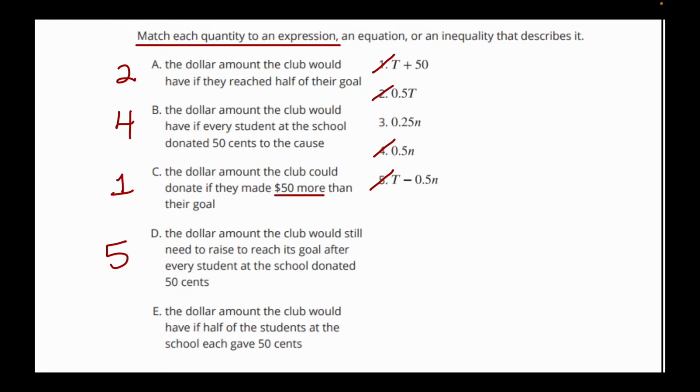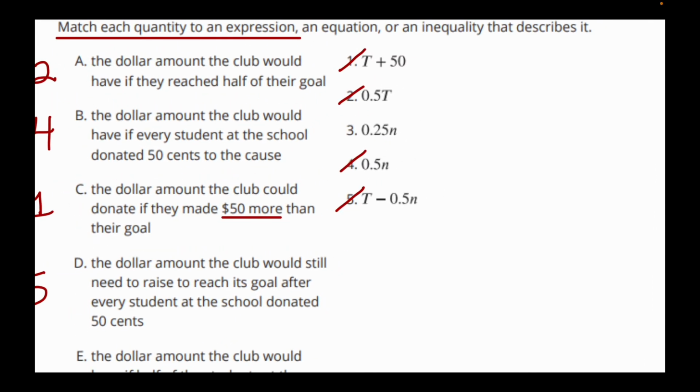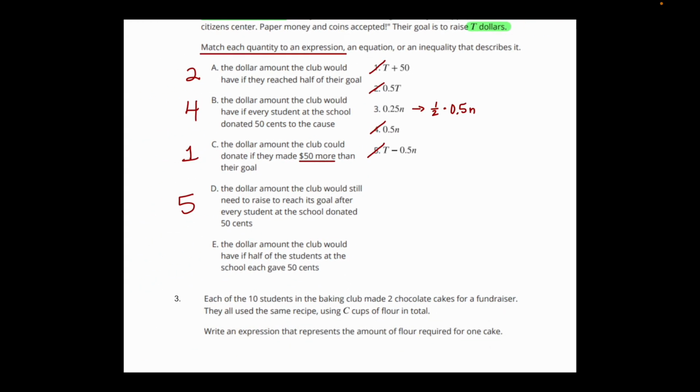Dollar amount the club would have if half of the students at the school each gave 50 cents. So this one's less obvious, but this is 1/2 of 0.5 N. They just multiplied those pieces together. So E is number 3.